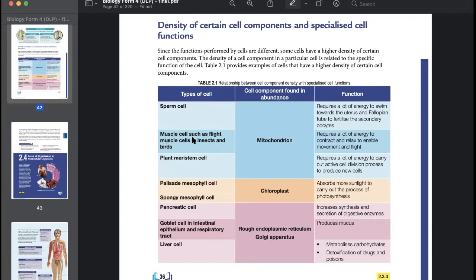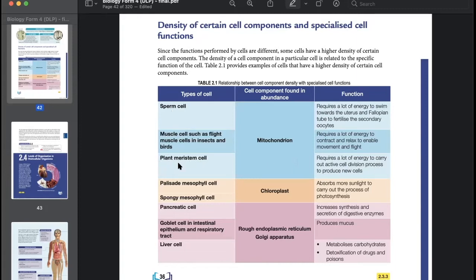Okay, and then for muscle cells sebab apa? Require a lot of energy to contract and relax, because we know that the function of muscle cell is to contract and relax, so that it enable us to move. Boleh faham? So that's why mitochondria ni kita banyak jumpa kat sperm dan juga muscle cell. And then for plant meristem cell, apa tempat dia? Okay, require a lot of energy to carry out cell division to produce a new cell.